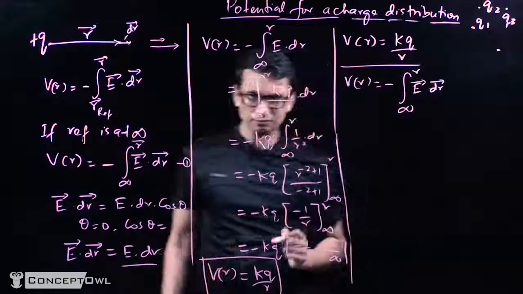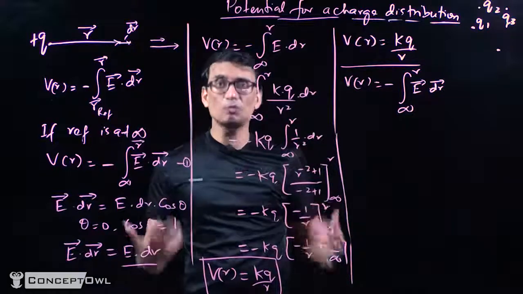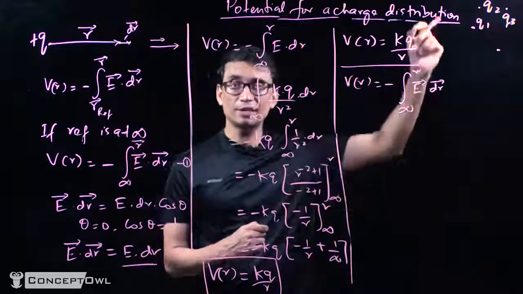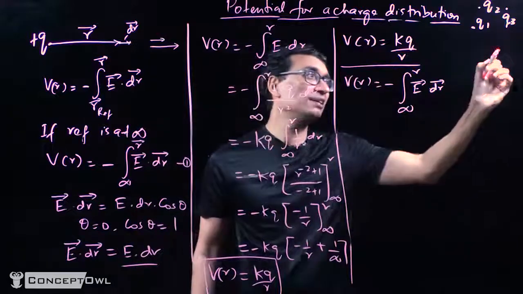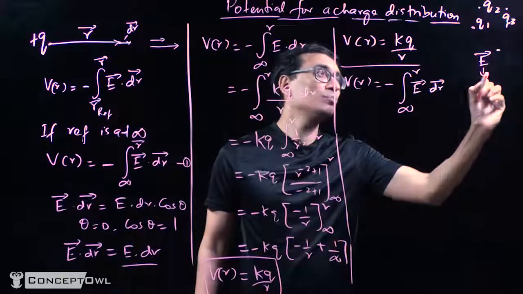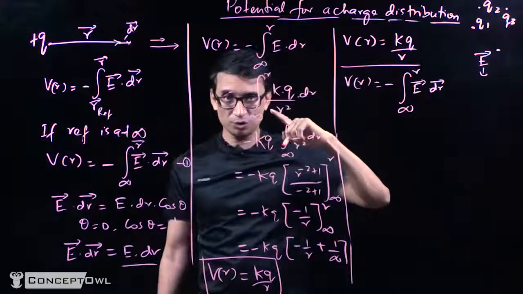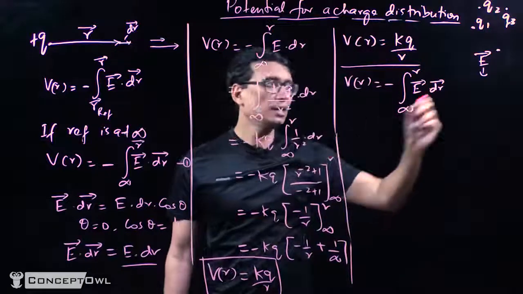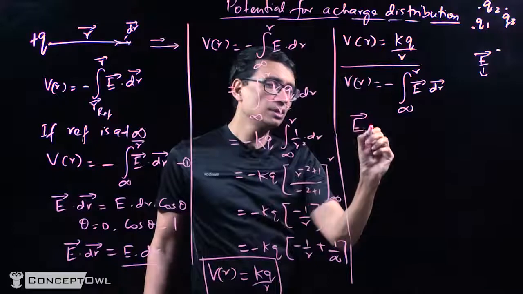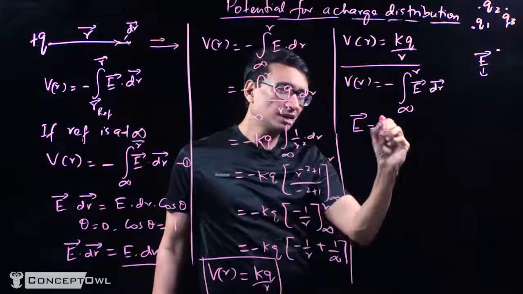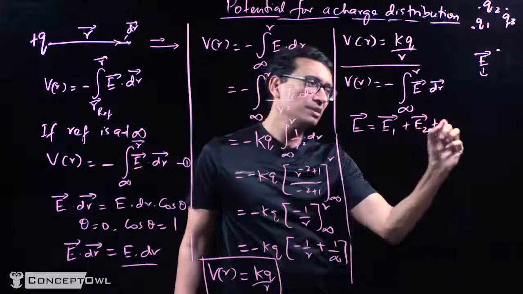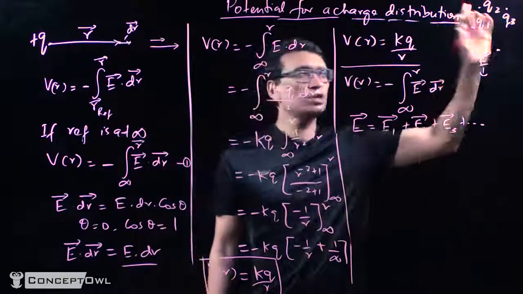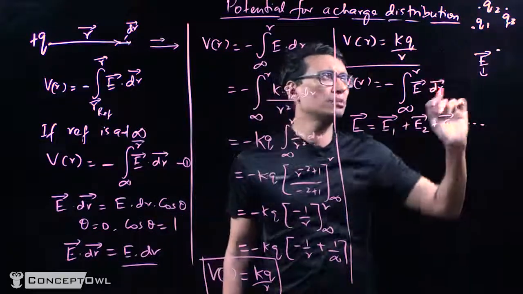Now what is E? E is the electric field because of all these charges. But each one of them is exerting an electric field independently. So the total electric field E would be the vector sum of the electric field due to this charge, this charge, this charge, and so on and so forth. E is equal to E1 vector plus E2 vector plus E3 vector and so on. Each E1 vector is the electric field caused by charge Q1, E2 is the electric field caused by charge Q2, and so on.